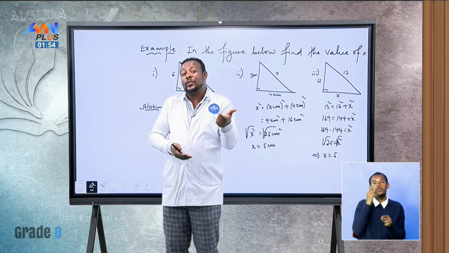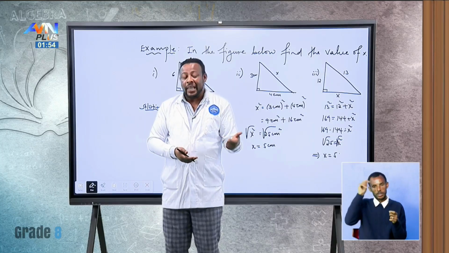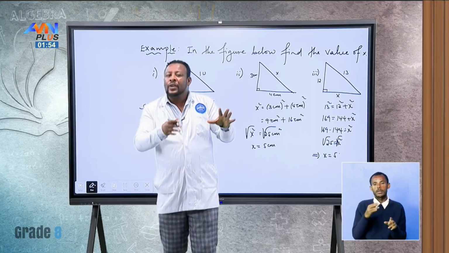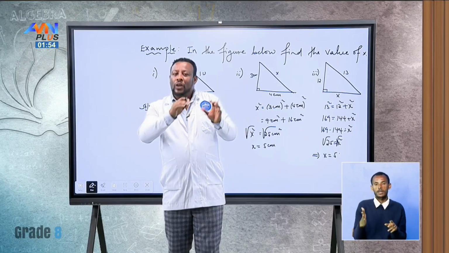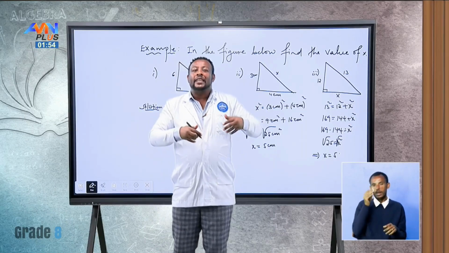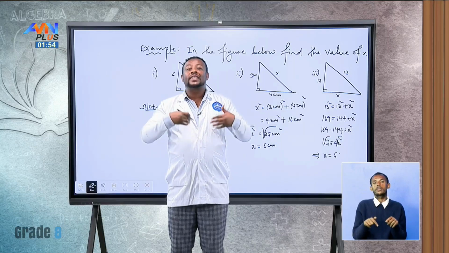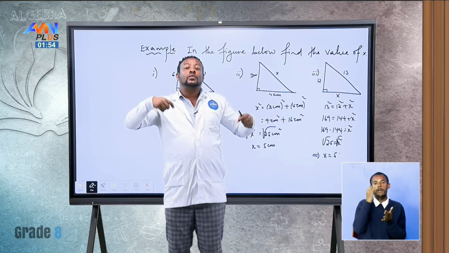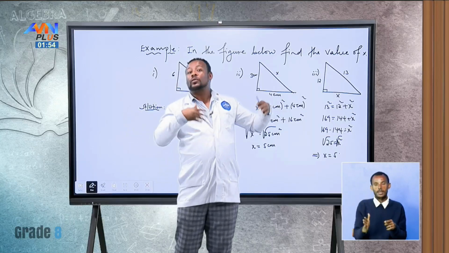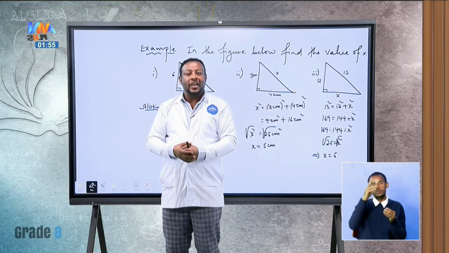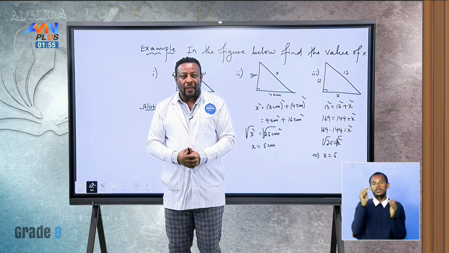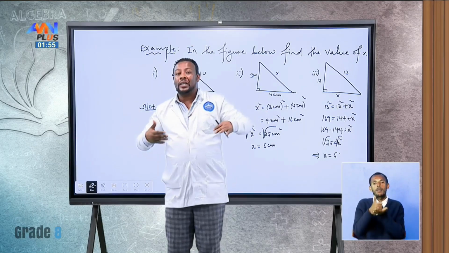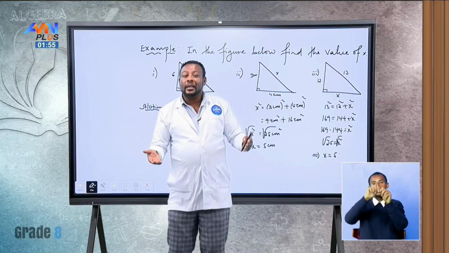The converse of the Pythagoras theorem tells us that if we have three sides, the longest one and the other two legs, and the square of the longest side is the sum of the squares of the other two legs, then the triangle is a right angle triangle. So that theorem helps us to identify whether the given triangle is a right angle or not.